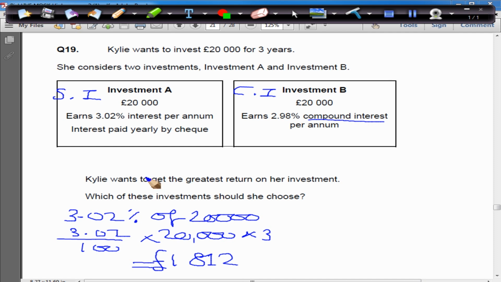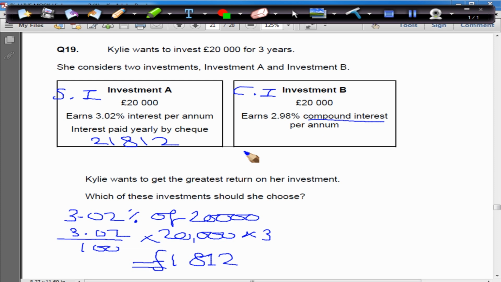Okay, that's for the first one. So the first one, she earned £1,812 worth of interest. So taking up her total investment to what? 21,812. You happy with that?